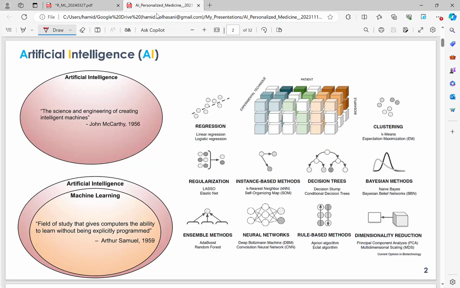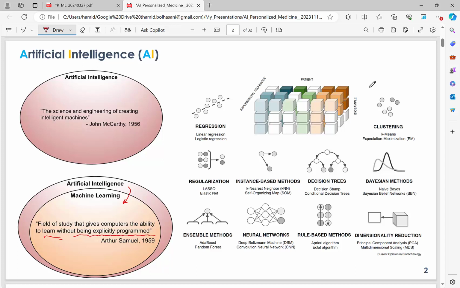What is machine learning? I know that all of us already know what machine learning is. Just as a quick review, AI, artificial intelligence, that has revolutionized our life in many aspects, has a leading subtype named machine learning. According to Arthur Samuel's definition in 1959, ML, or machine learning, is a field of study that gives computers the ability to learn without being explicitly programmed.